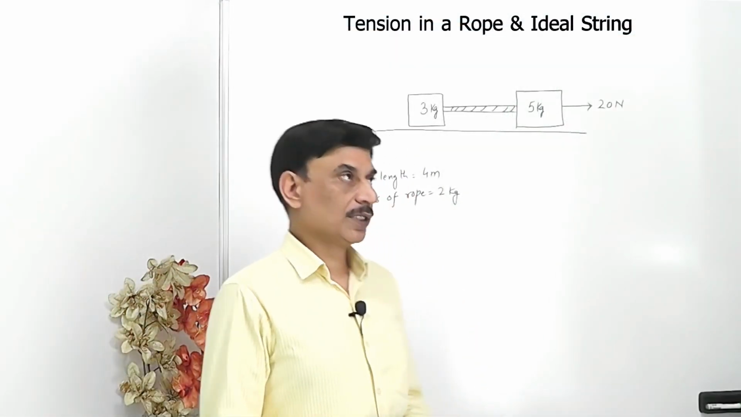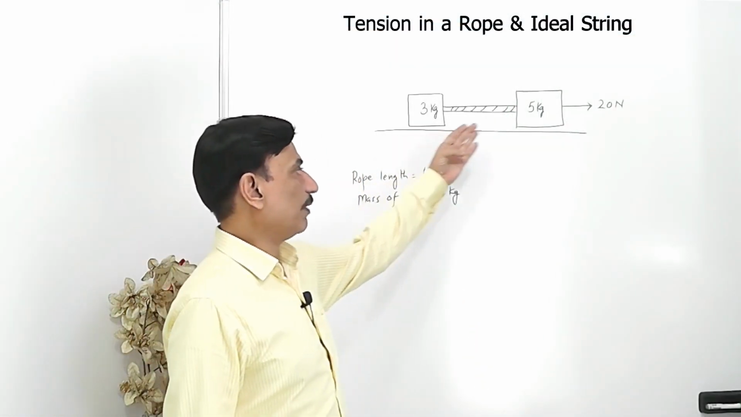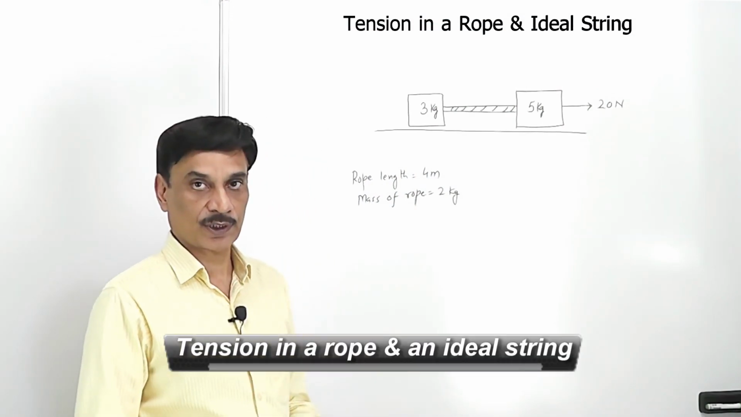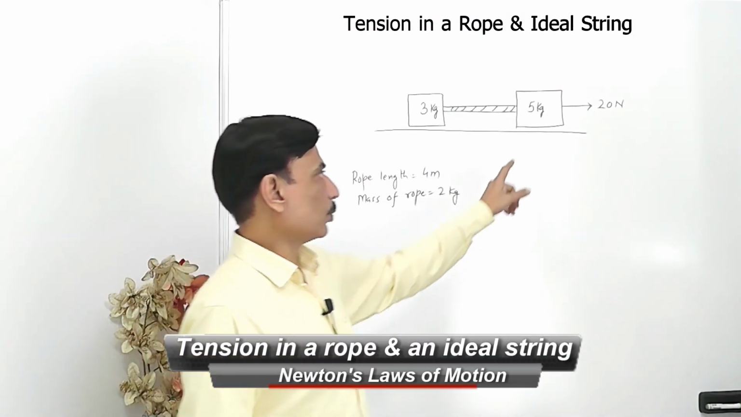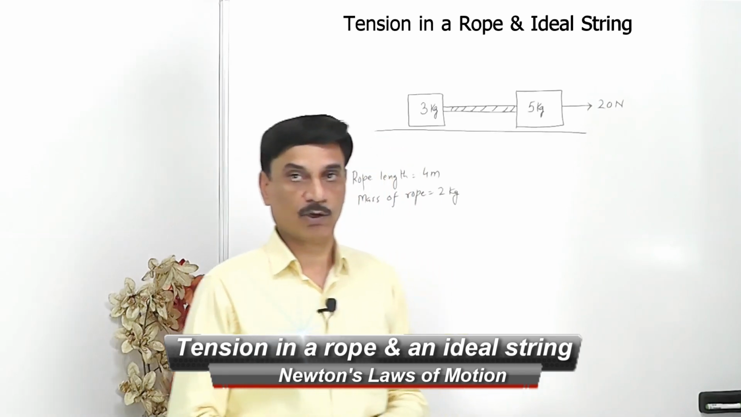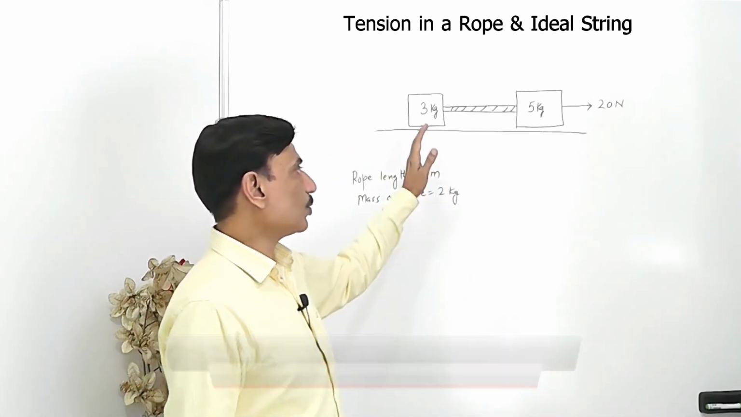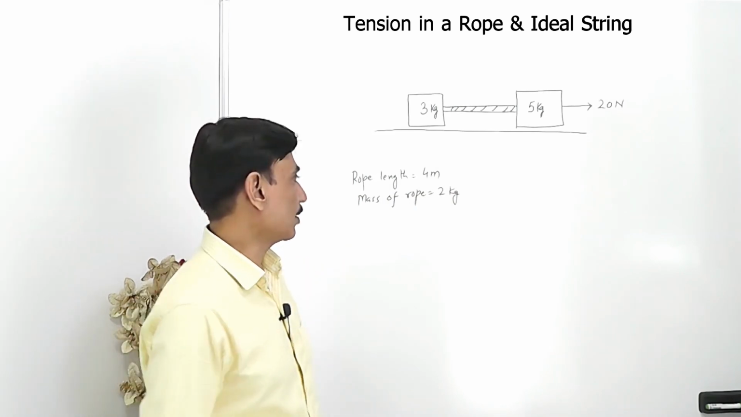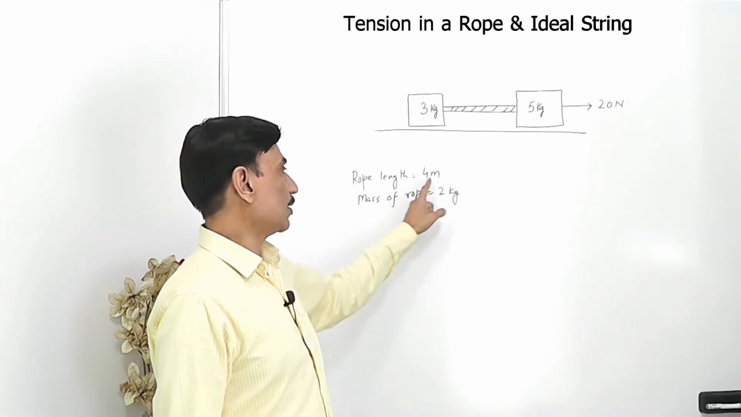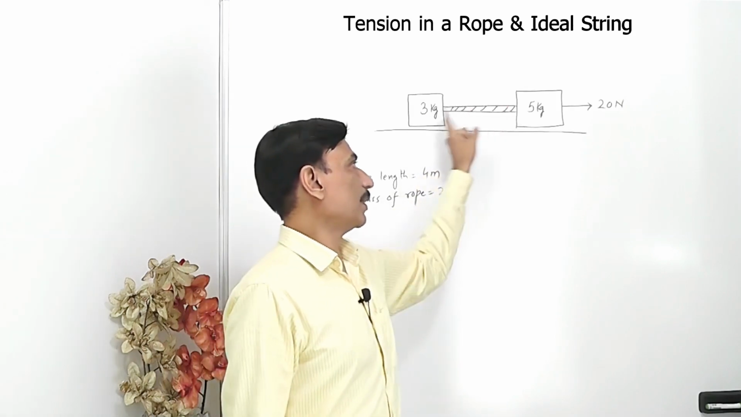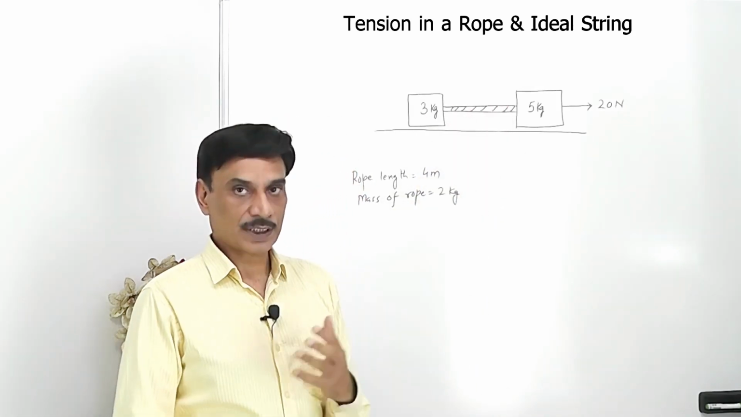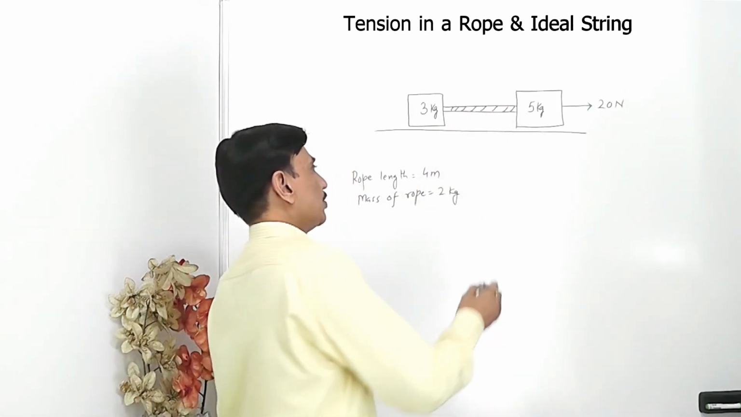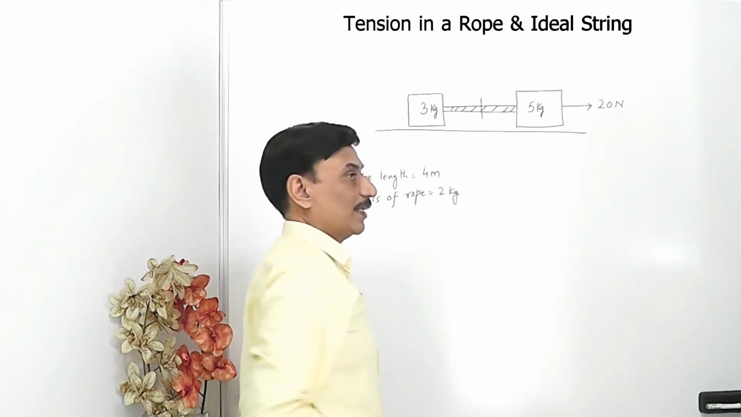Example: there are two masses, 3 kg and 5 kg, on a frictionless horizontal surface, and a 20 Newton force is being applied in the horizontal direction. These two blocks are connected by a rope which has a mass of 2 kg and a length of 4 meters.